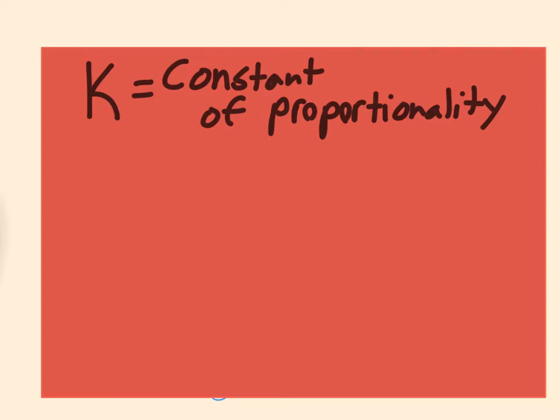And here's what that is. All right, because I can already feel some of you going, what is that? The constant of proportionality is what we multiply x by to get y. It's the number we multiply x by to get y.